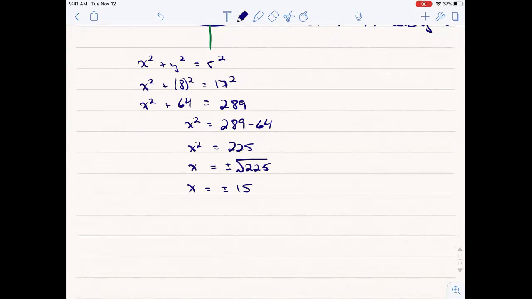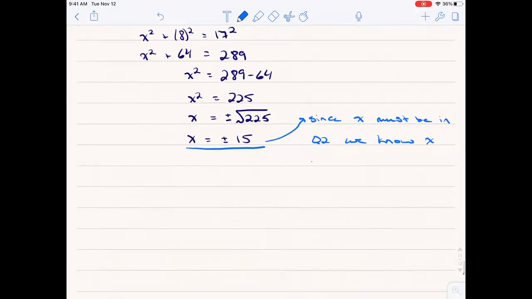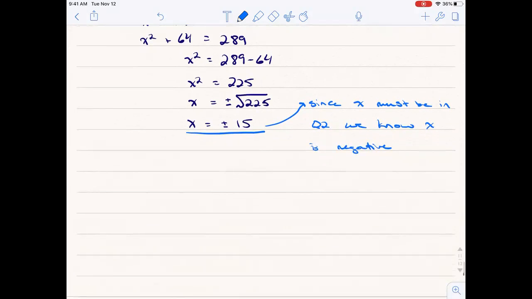But because we're restricted to only the second quadrant, right, I know my x has to be negative. Since x must be in Q2, we know x is negative. So therefore, x must be negative 15.